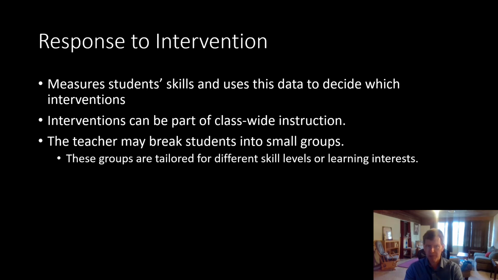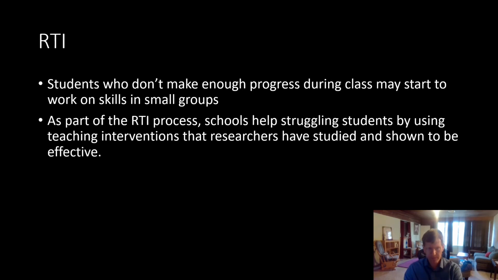The interventions can be part of class-wide instruction. The teacher can often break students into small groups. These groups are then tailored for different skill levels and different learning interests. Oftentimes, as general education, you would not be determining this on your own. You would be working with a specialist. Students who don't make enough progress during class may start to work on skills in Tier 2 RTI, small group intervention. As part of the RTI process, schools will help struggling students by using teaching interventions that have been shown to be effective.